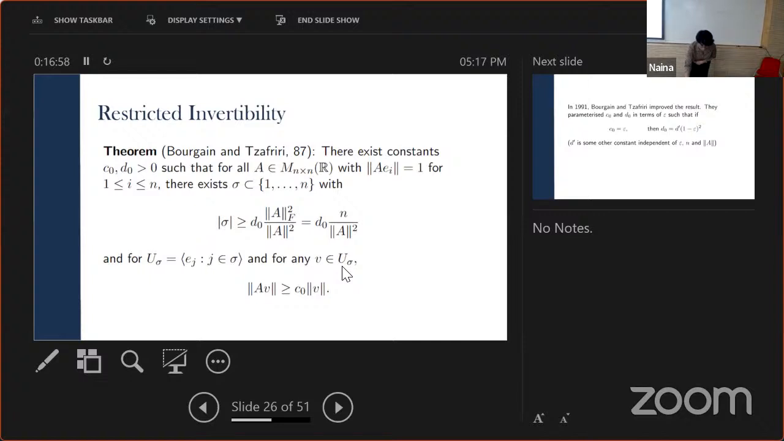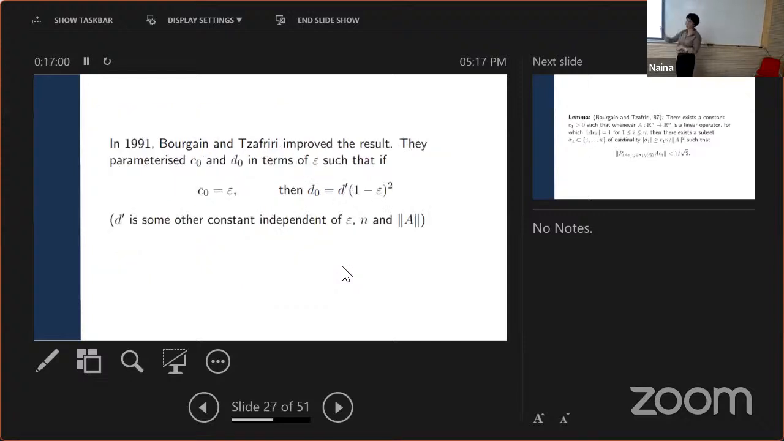All right. So they further improved these results in 1991 and they parameterized it in terms of epsilon. So there's a sort of quadratic dependence between C naught and D naught, where if you take C naught, then D naught can be found to be some other universal constant D prime times (1 minus epsilon) squared. So essentially what they're saying is, if I want a larger number of columns, then I can take epsilon to be small. And if I want a better, well-invertible space, then I can take epsilon to be larger.